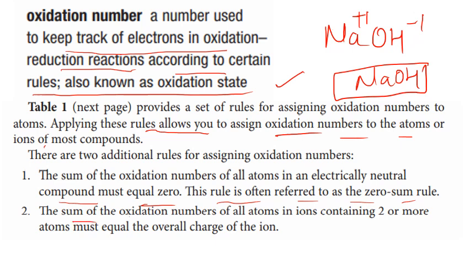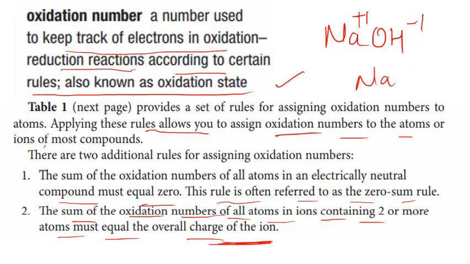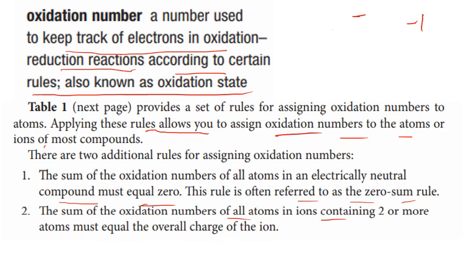Next, the sum of the oxidation numbers of all atoms in ions containing two or more atoms must equal the overall charge of the ion. So if you have an ion, then what would you do? For the ion, the sum of the oxidation numbers of all the atoms, whether it's two or more, must be equal to the overall charge.